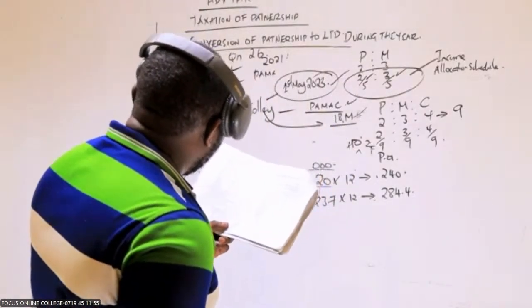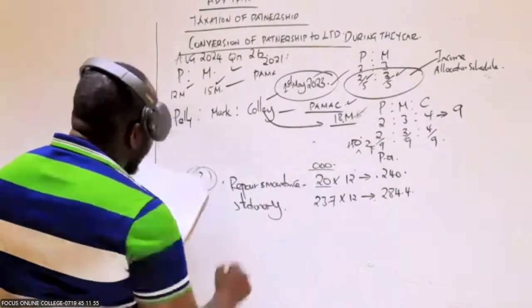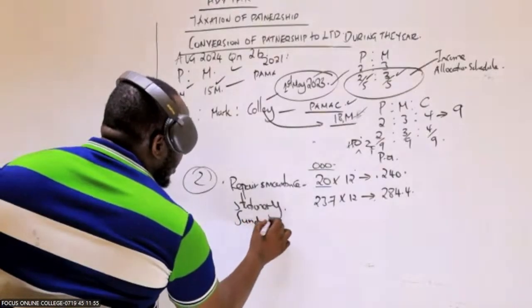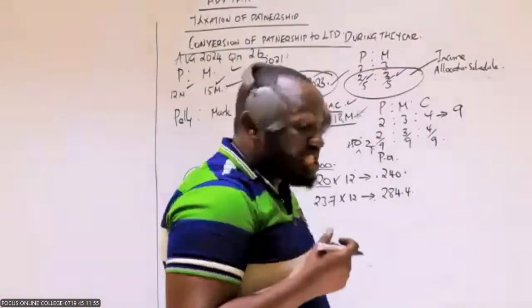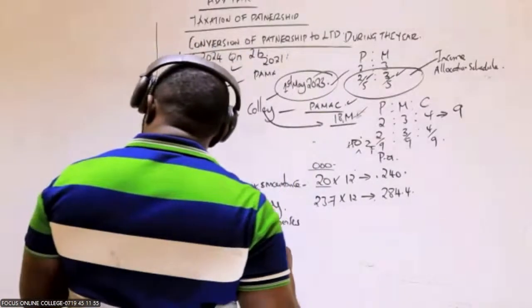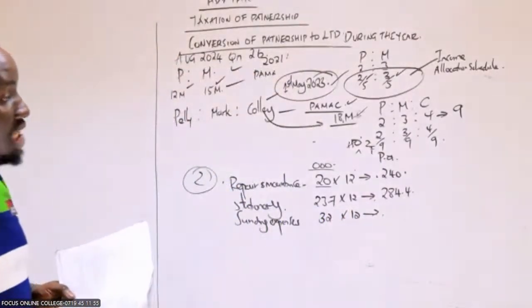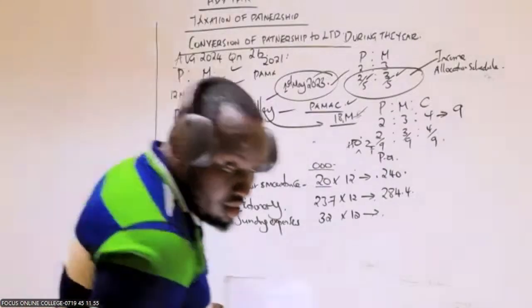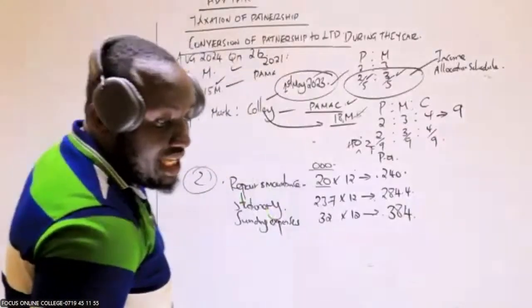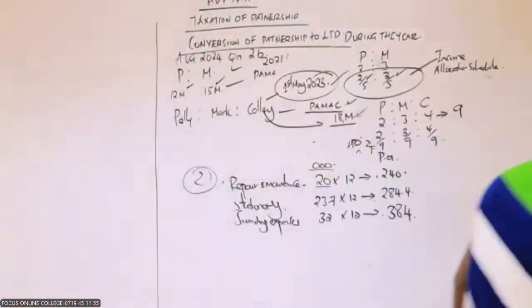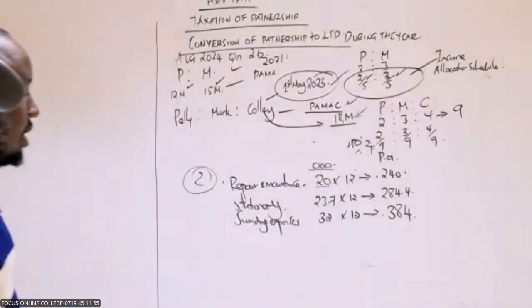We have what we call sundry expenses. Is that allowable or non-allowable expense? That's allowable. So sundry expenses, I'm having a figure of 32, so I'm having 32 times 12. For the whole year, what is the figure? That is 384. For the whole year, we have a figure of 384.